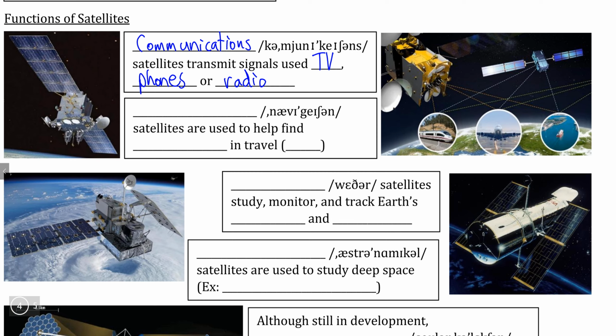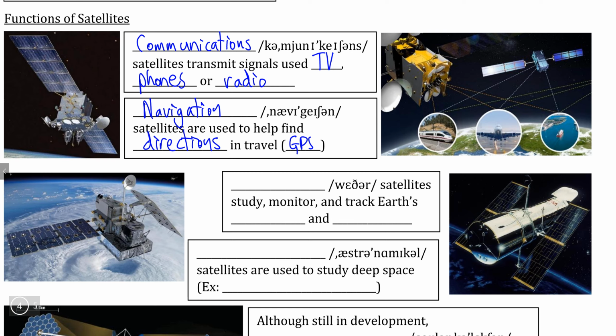Closely related to communication satellites are what we call navigation satellites, which are simply satellites that are used to help people find directions in travel. Now, individual travelers will be most familiar with something called GPS.